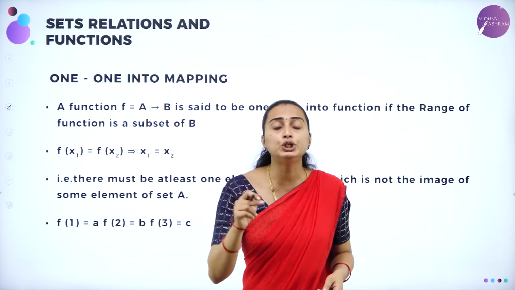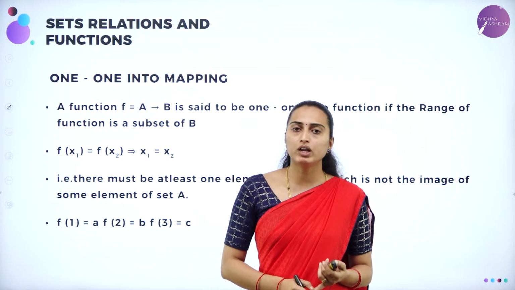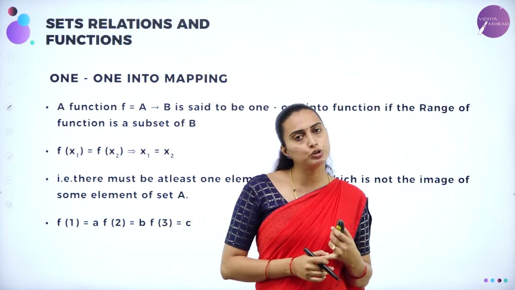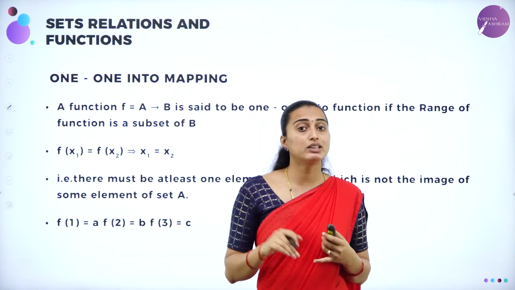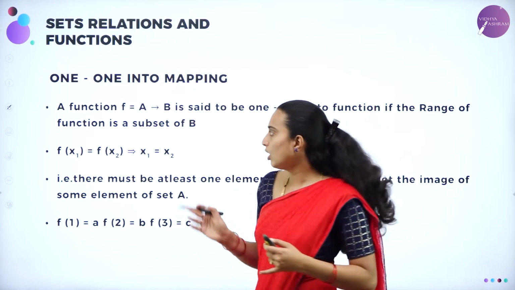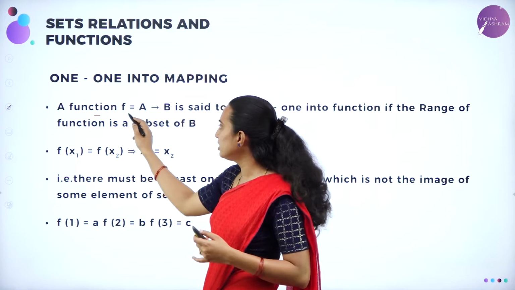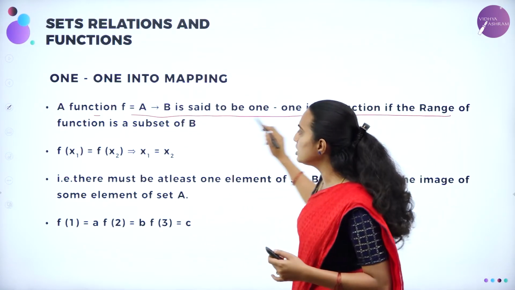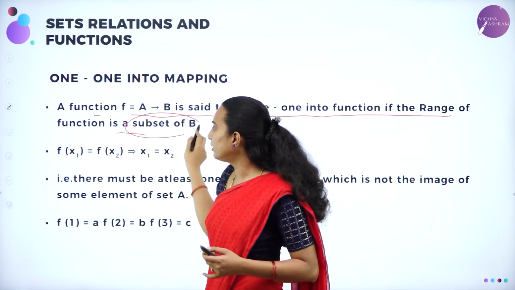1-1 and into mapping. What do we mean by 1-1? 1-1 means you are going to have a one-to-one correspondence. Into means one element is left out in the codomain set. So how are we going to define that? A function f from A to B is said to be a 1-1 and into function if the range of the function is a subset of B.